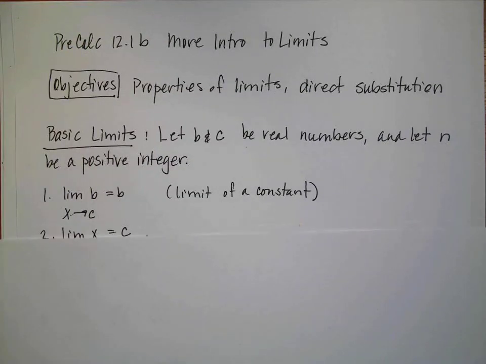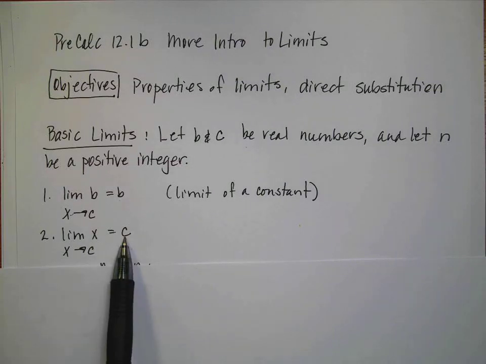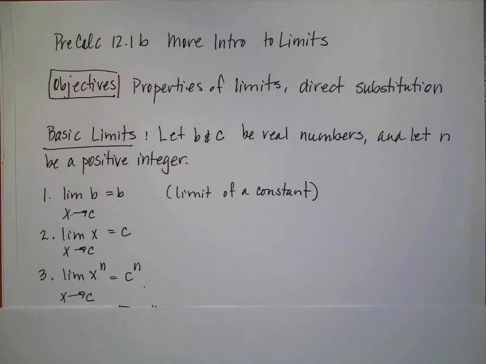All right, and I wrote these all out ahead of time so we can move through a little bit more quickly. And then this one is kind of what we did yesterday. The limit of some variable, x, as x approaches c, is going to be c. The third one, the limit of x raised to a power as x approaches c, is going to be that c value raised to a power.